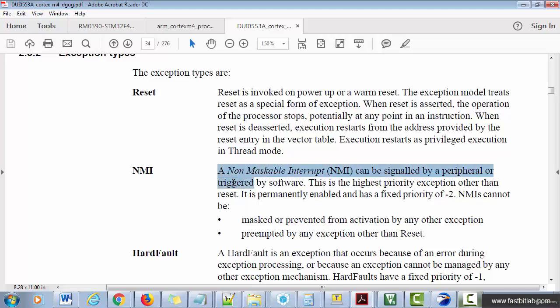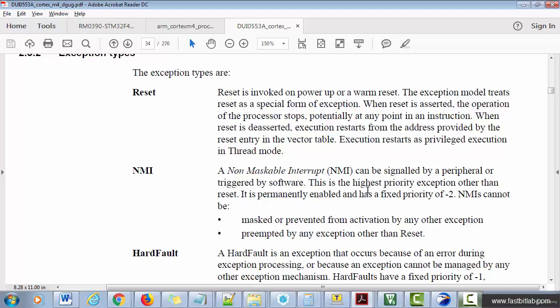And let's read this paragraph here. A non-maskable interrupt can be signaled by a peripheral or triggered by software. This is the highest priority exception other than reset. Reset has the highest priority, it is permanently enabled and has a fixed priority of -3, and NMIs cannot be disabled or masked. So this is very important, and you have already experimented with this, isn't it?